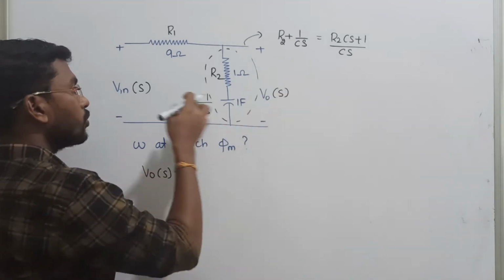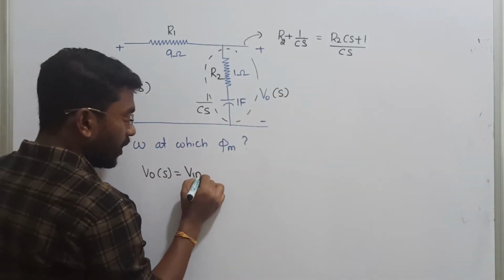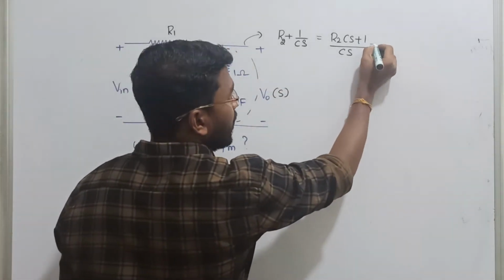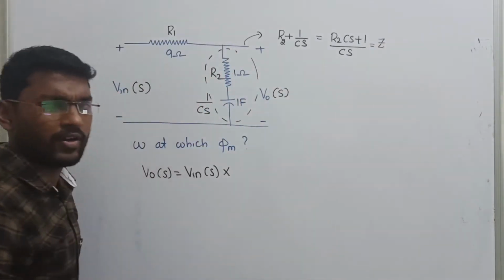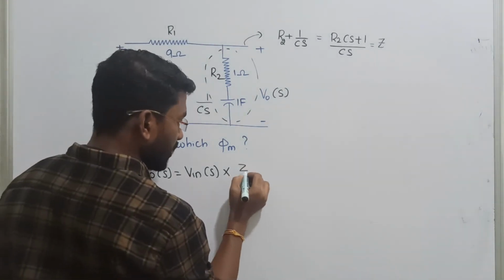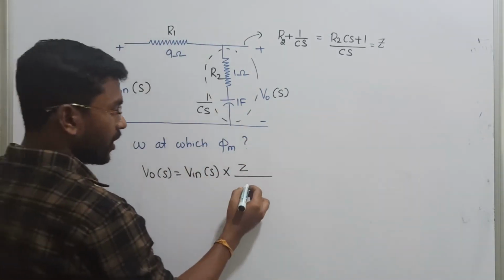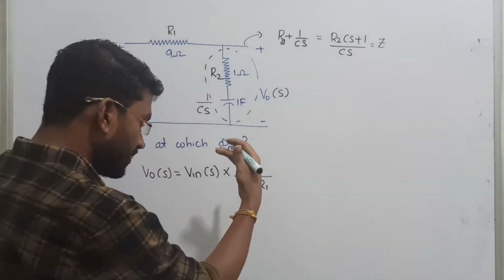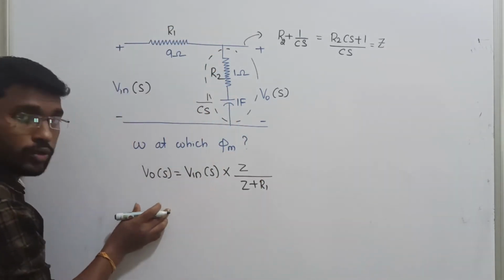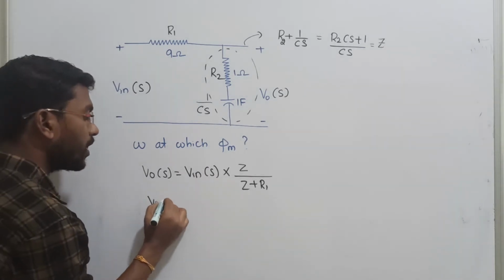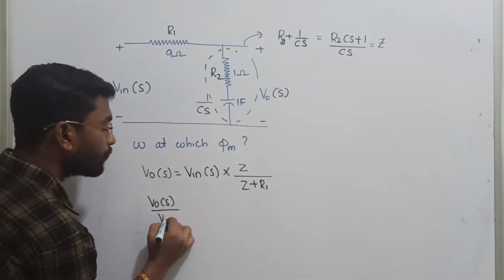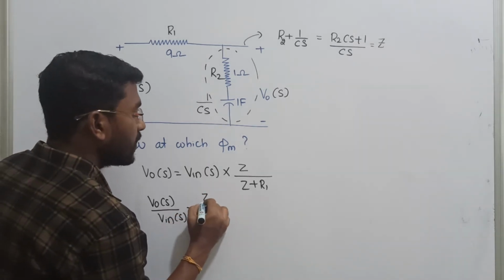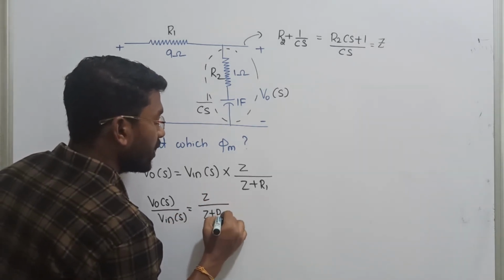So if you want to know the drop across this impedance, you can simply apply the voltage division rule. V naught of S should be equal to input voltage V i of S into the drop across this total impedance. Let me treat this net impedance as Z first for our understanding; later I will replace it. So Z divided by the total impedance is going to be Z plus R1, that is resistance R1. Bring the input to the left hand side, such that the overall function V naught of S upon V i of S can simply be written as Z upon Z plus R1.